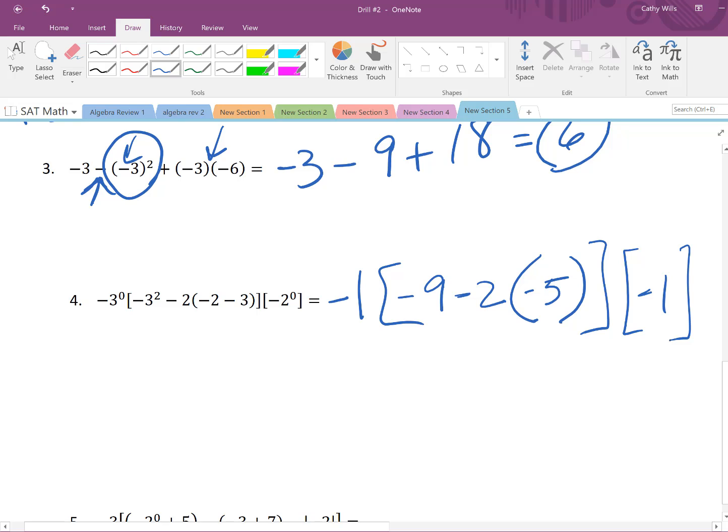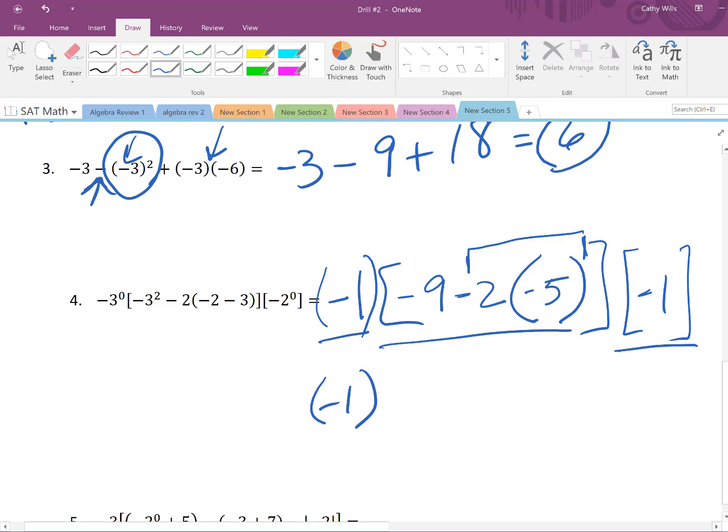Okay, so you've got a negative 1 in front here, and you've got a negative 1 in back that are really going to cancel each other out when you multiply these three things together, because you're multiplying this times this times this, because that's what these brackets and parentheses mean. They mean multiplication. All right, so do all that stuff in the bracket first. You've got to do the multiplication right here first. Multiply comes before subtraction in your order of operations. So the first thing you have to do is multiply negative 2 times negative 5 in the bracket.